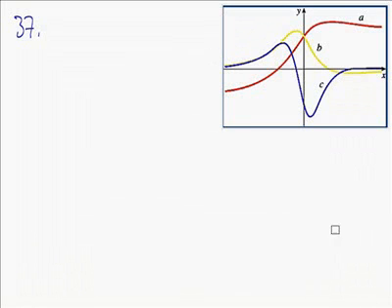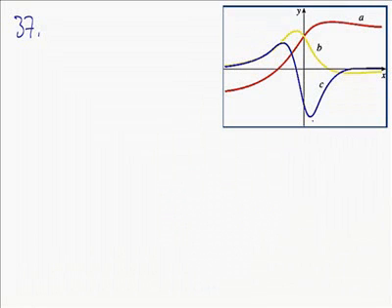Let's look at number 37. You can see in your book you have a graph where 3 graphs are given. Actually, 3 functions. The graphs of 3 functions are given, a, b, and c. We're trying to decide which one could be f, which one could be f prime, and which one could be f double prime. Okay, so which one is the derivative of which?